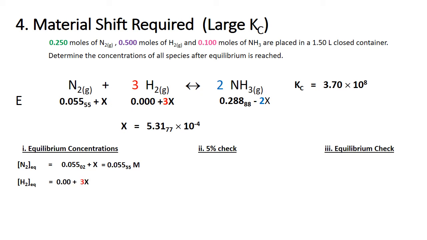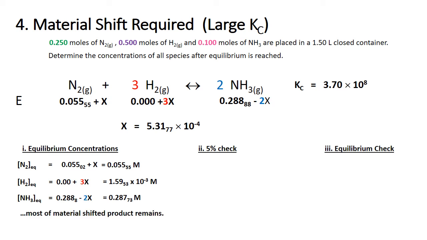The hydrogen initially present at a 0 molar concentration was what motivated this equilibrium shift to the left, and the amount of hydrogen at equilibrium is 3x, which is equal to 1.59 times 10 to the minus 3 molar. Lastly, the product is what was sacrificed to a very small amount as reactants were made to achieve equilibrium, and 0.288 minus 2x gives us the final equilibrium level of NH3, which is 0.28773, a very small drop in the amount of NH3 that was originally present.